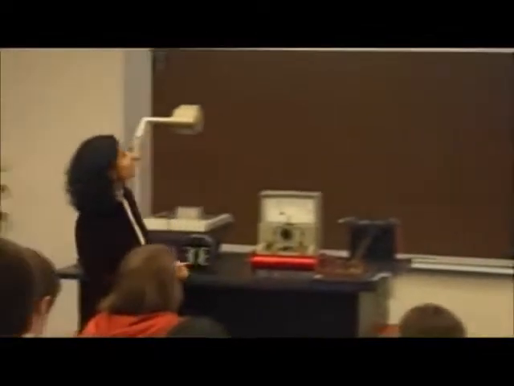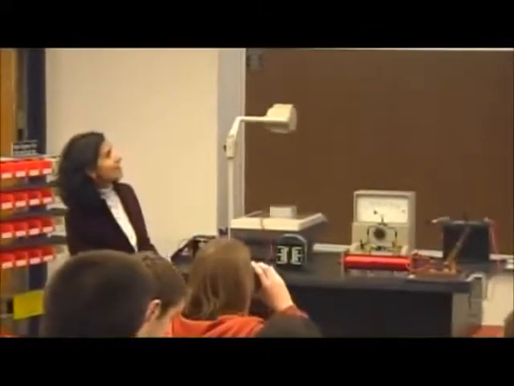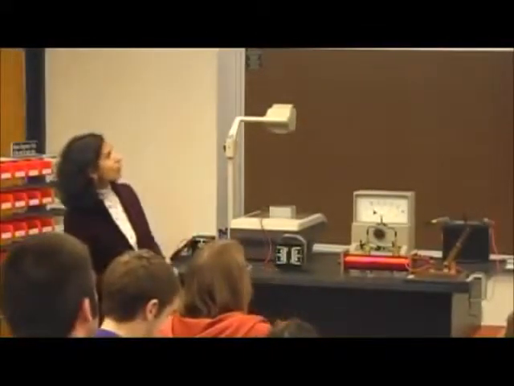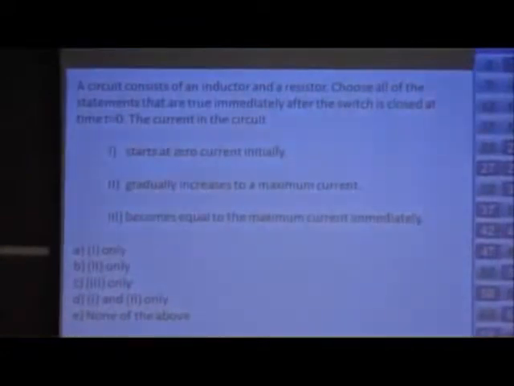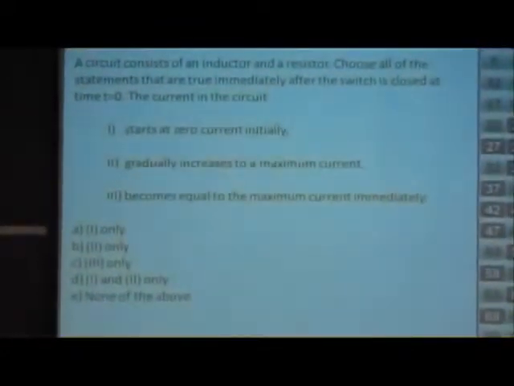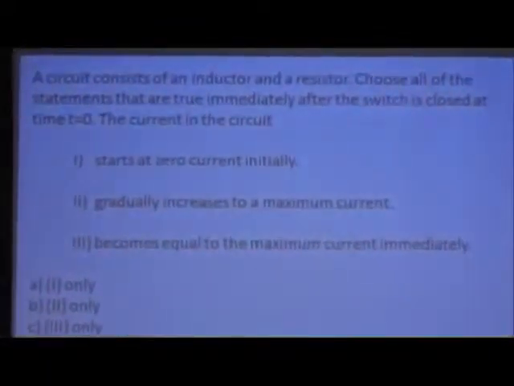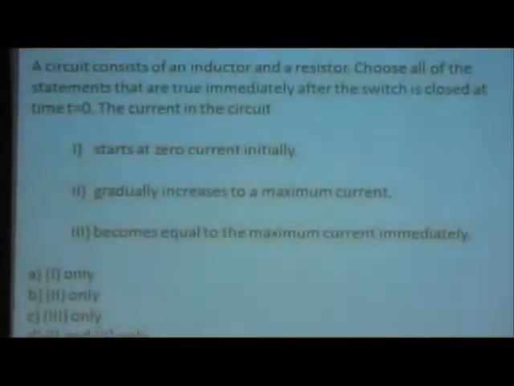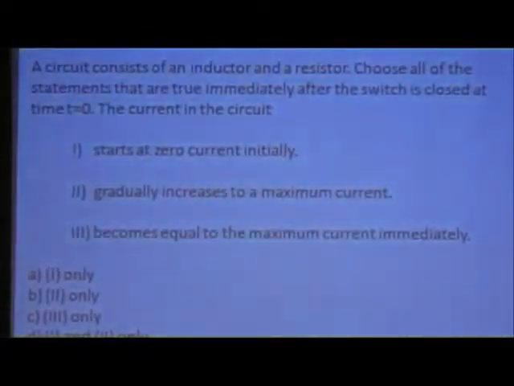Here's one question for you. It says a circuit consists of an inductor and a resistor. Choose all of the following statements that are true immediately after the switch is closed at time t equal to 0. One: the current in the circuit starts at 0 current initially. Two: it gradually increases to maximum. Three: it becomes equal to maximum immediately. 1 only, 2 only, 3 only, 1 and 2, none of the above.